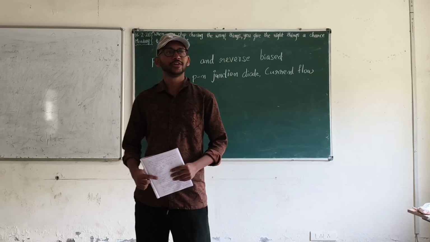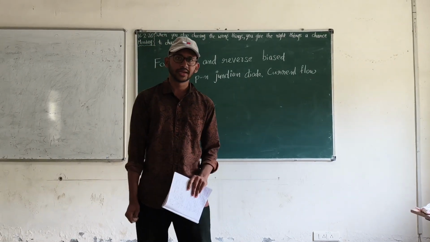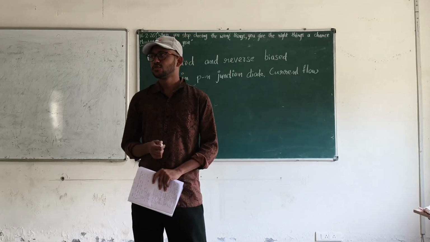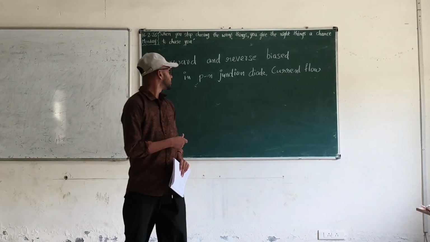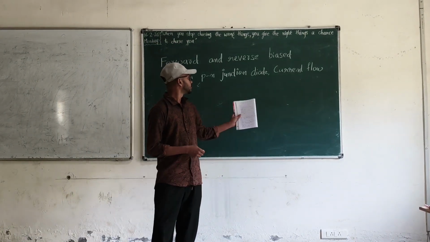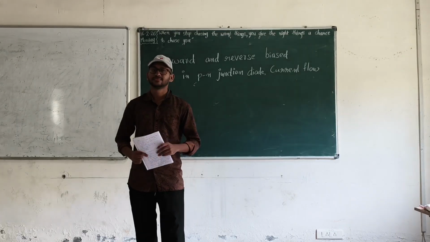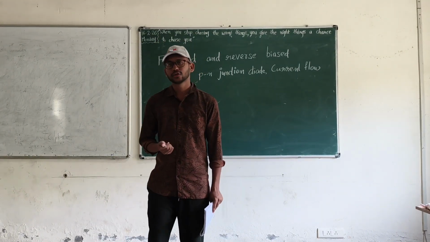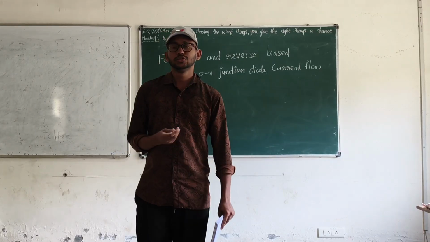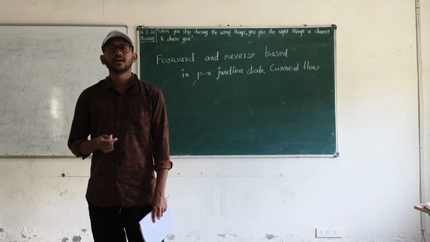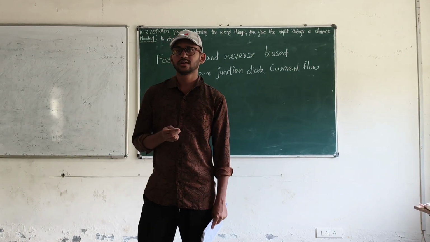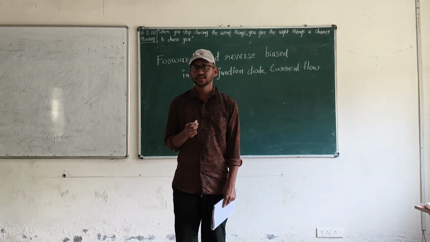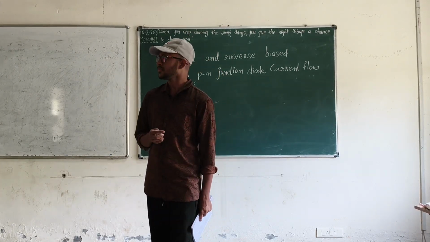In today's class, we are going to learn about forward and reverse bias in PN junction diode and current flow. So let us try to understand what is a diode. A diode is a basic electronic component used in electronics, which controls the flow of current in only one direction and opposes the flow of current in the opposite direction.